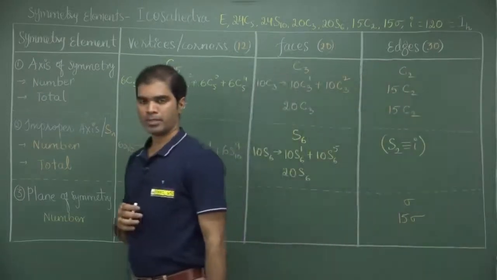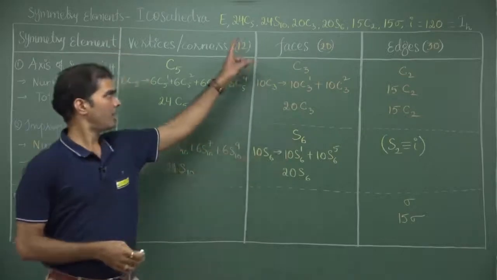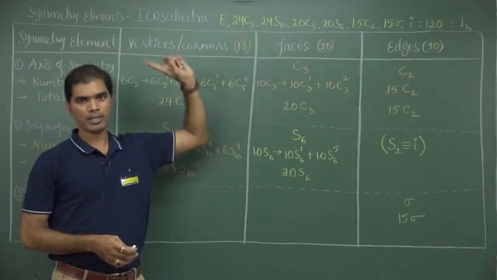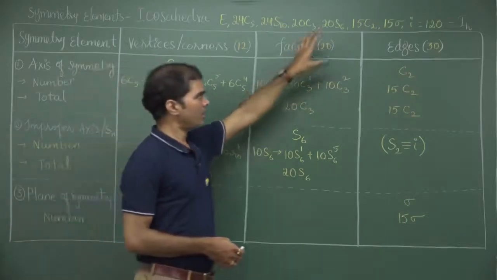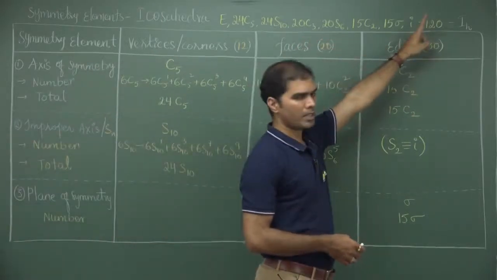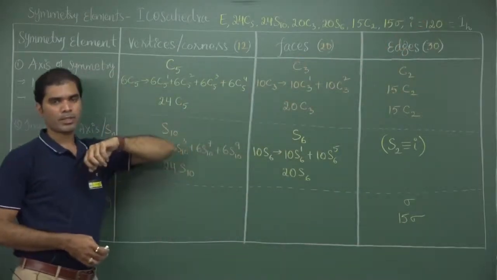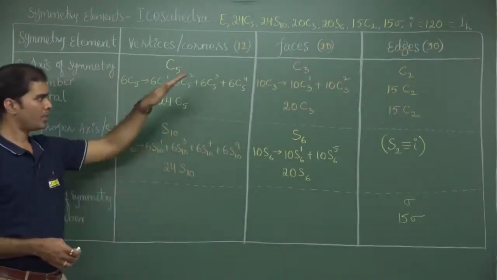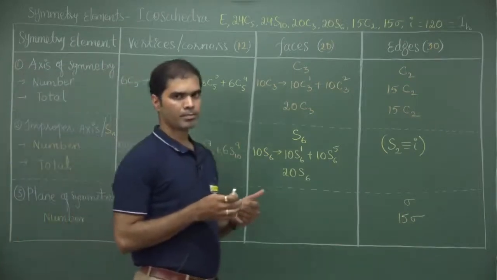When it comes to the variety of symmetry elements, you find less variety than in the octahedron. The octahedron has different types of symmetry elements, but though there are 120 symmetry elements here, it is very easy to remember them. I will tell you how to remember them, and how to get the symmetry elements also. The sequence is the same.